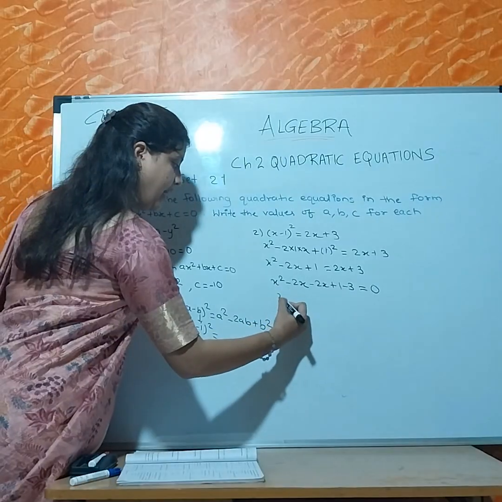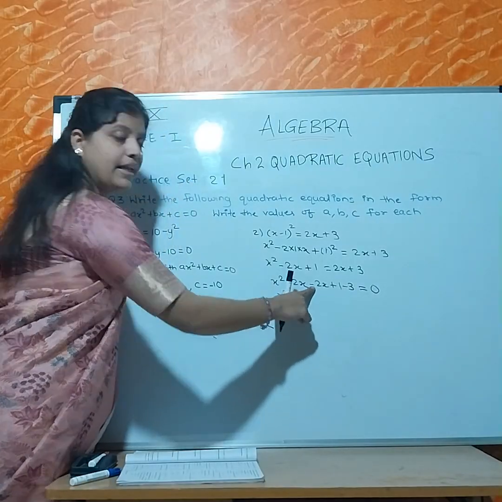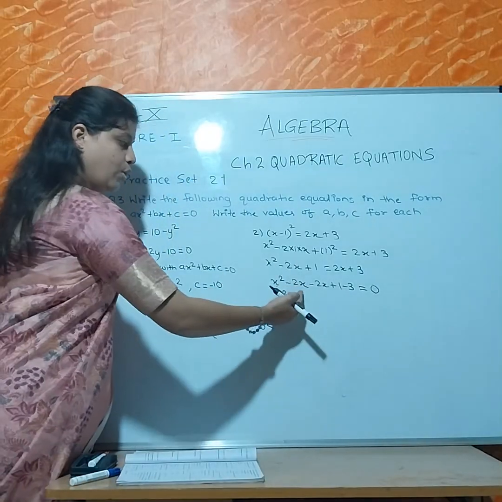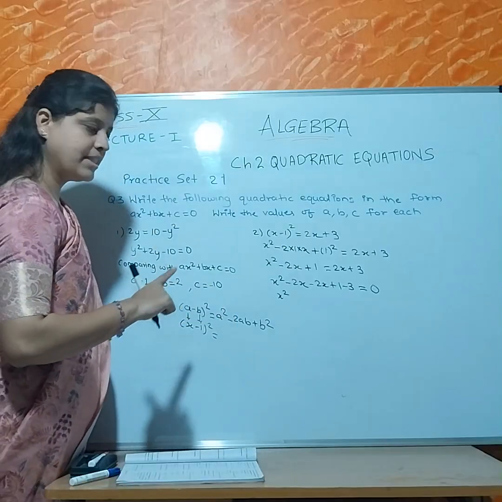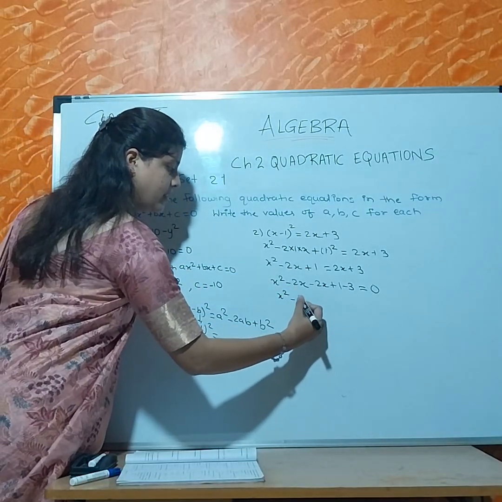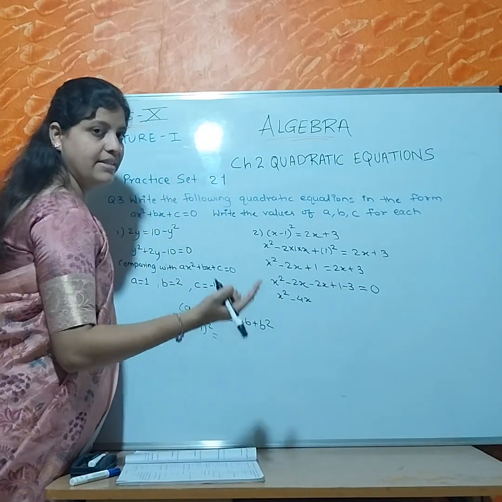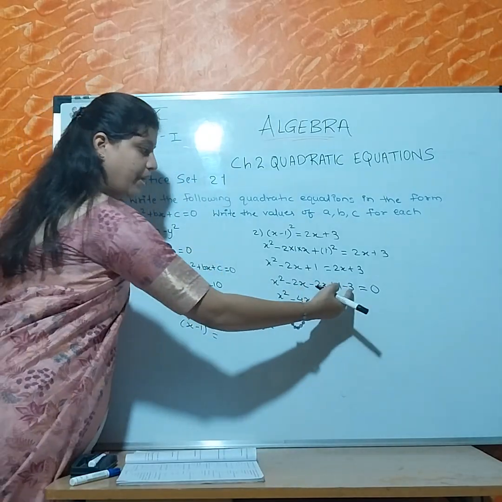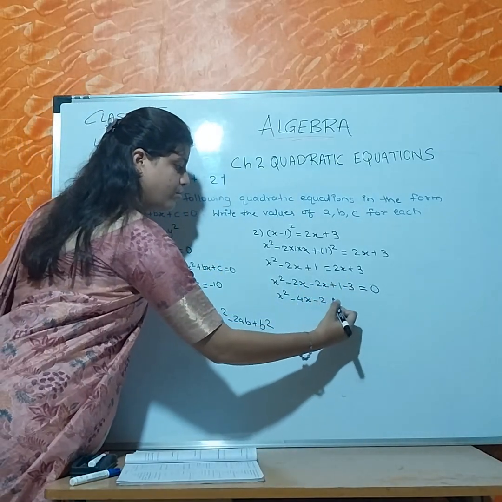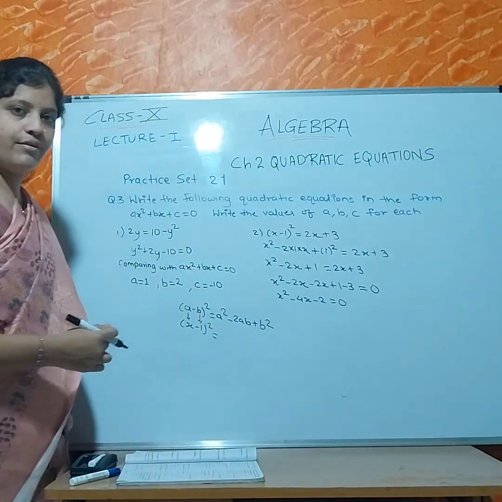Now here x square, minus minus becomes plus. So 2x plus 2x is 4x and the sign is minus, minus 4x. So plus 1 minus 3, minus 1 minus 3 is 2, bigger number sign minus, minus 2 is equal to 0. This is the required equation.